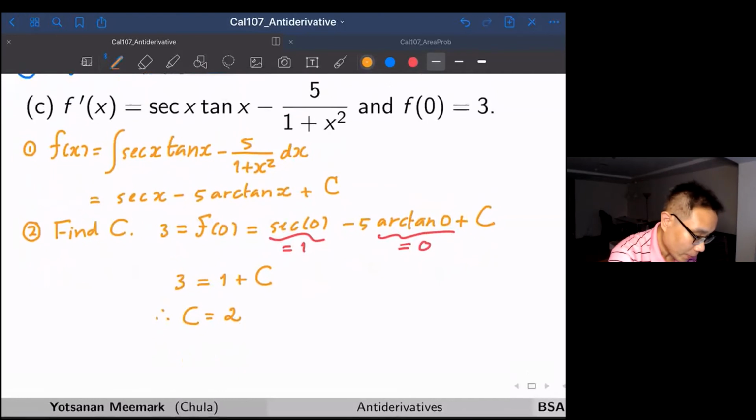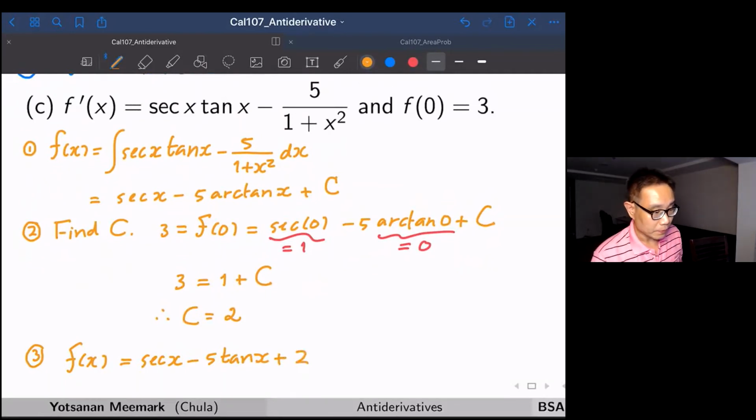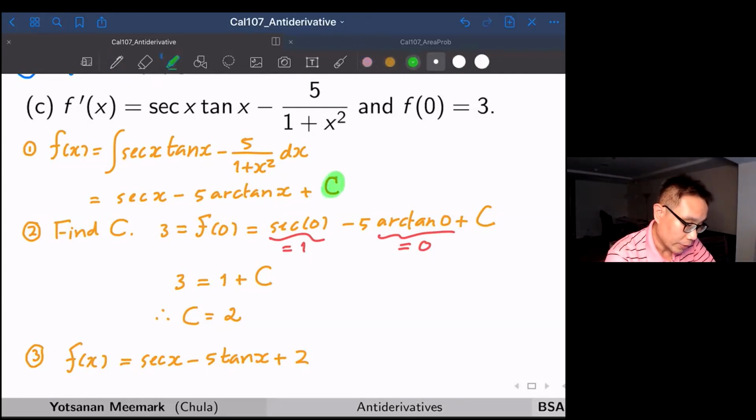And so we get f of x equal to sec x minus 5 tan x plus 2 as your final answer. So for this one you add c, you get c equal to 2, and you add 2 at the end.